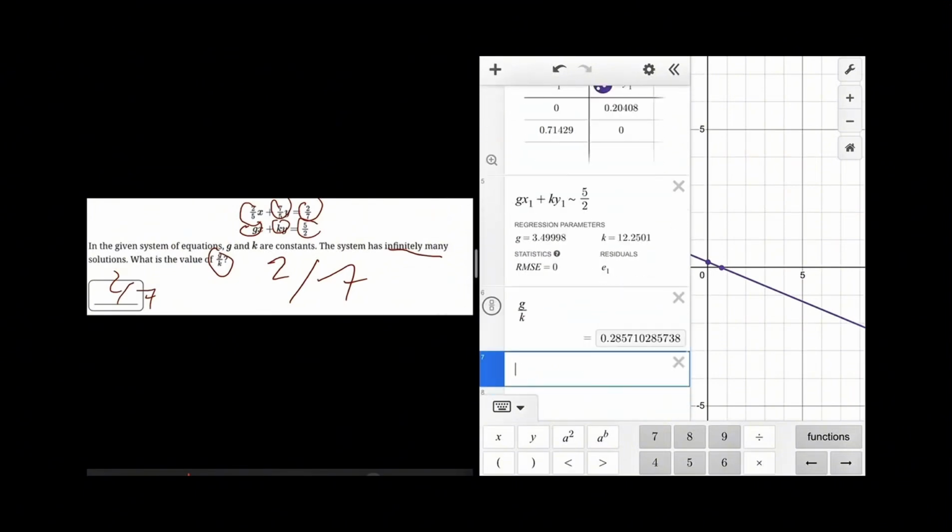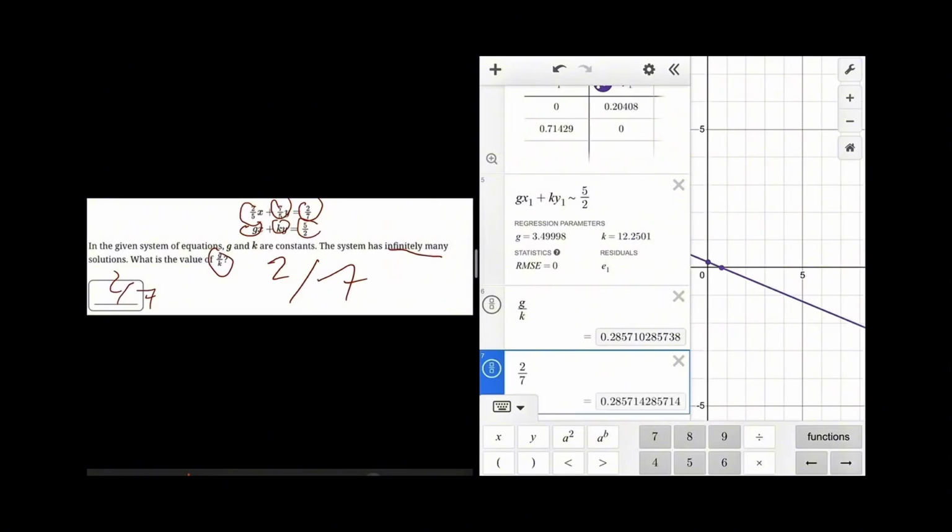And this is approximately our previous value of 2 over 7. We can just type 2 over 7 here. It's gonna be approximately the same. It's just different at this 102 and 142. But in the SAT, we can put decimals in only 3 decimal points.